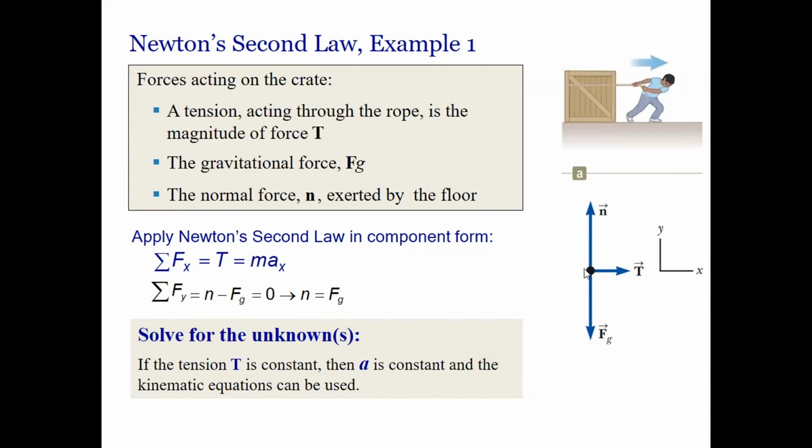Similarly, the Y components of the net forces are equal to N minus Fg, and it is equal to 0. The minus sign is due to the fact that it is in the negative direction of Y, and from here we find N is equal to Fg. This is not producing any acceleration, therefore this was termed as 0. And we can then find that the normal force is equal to the force of gravity, and solving for the unknown, the tension. If the tension is constant, then acceleration is constant, and the kinematic equations can be employed.